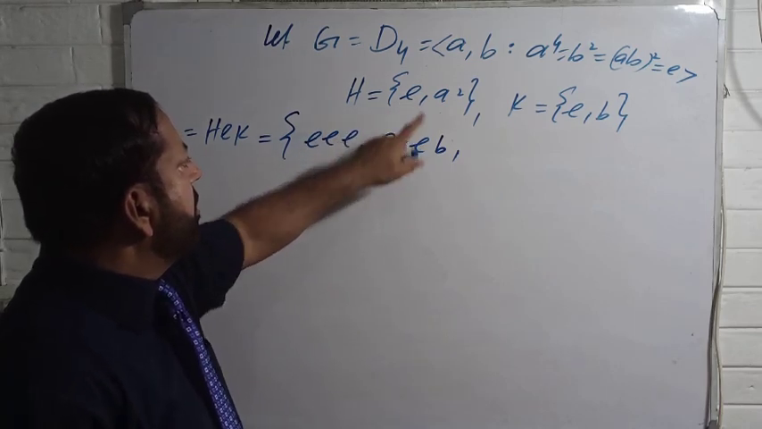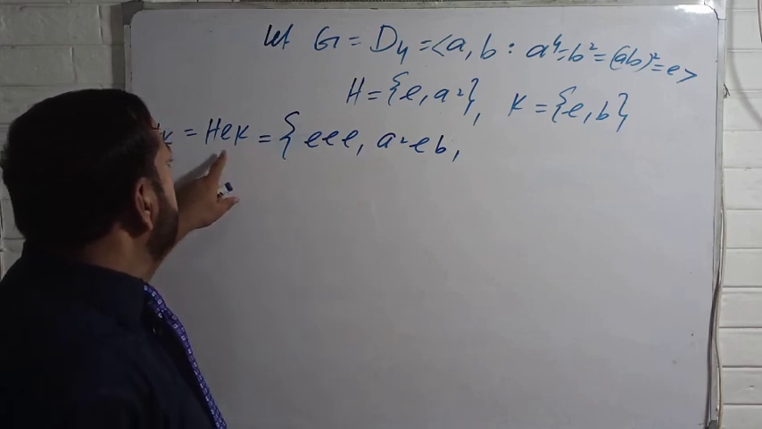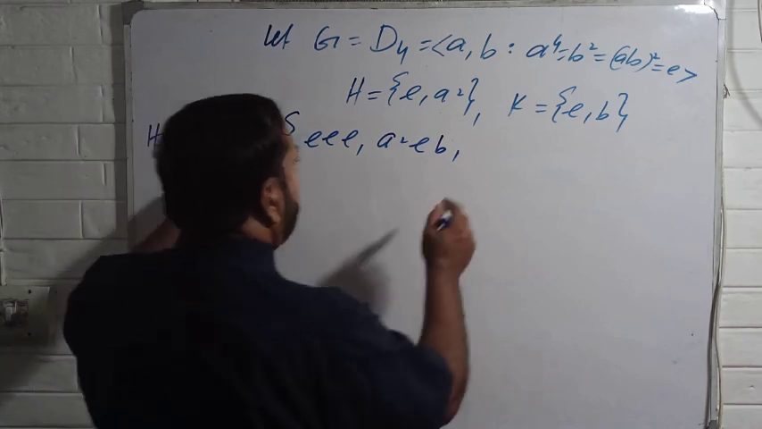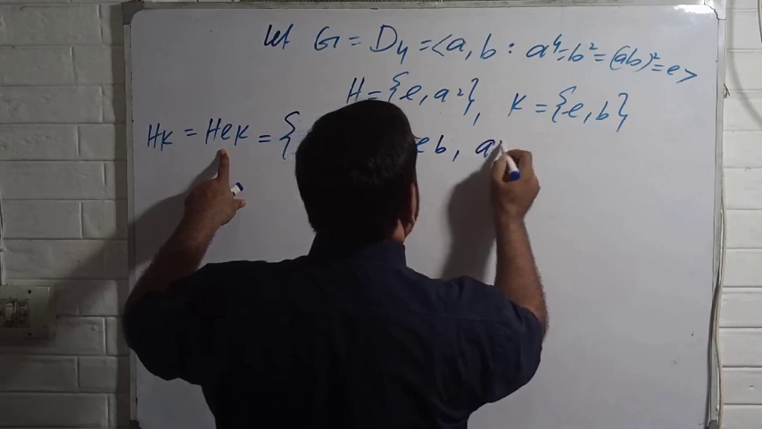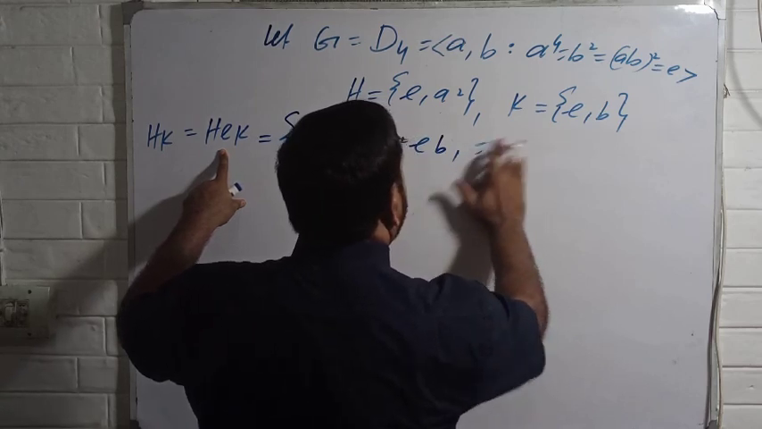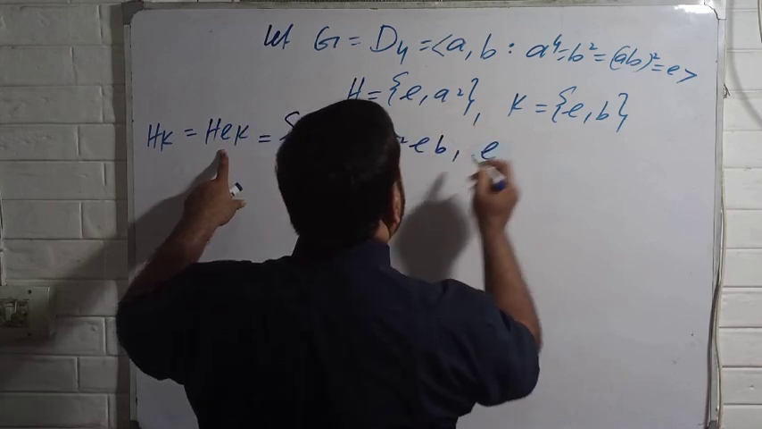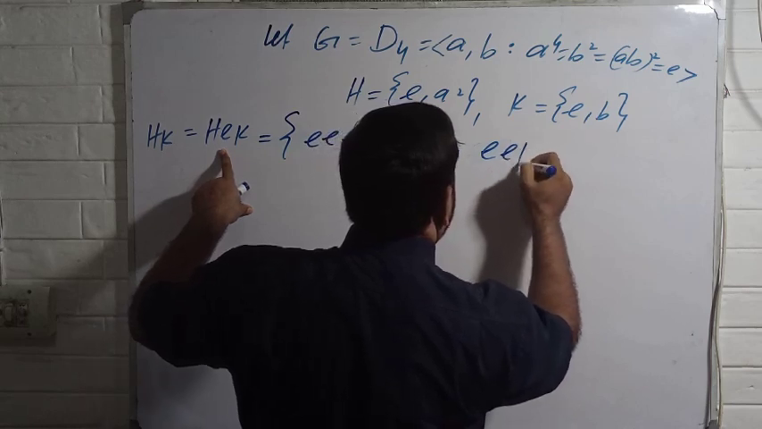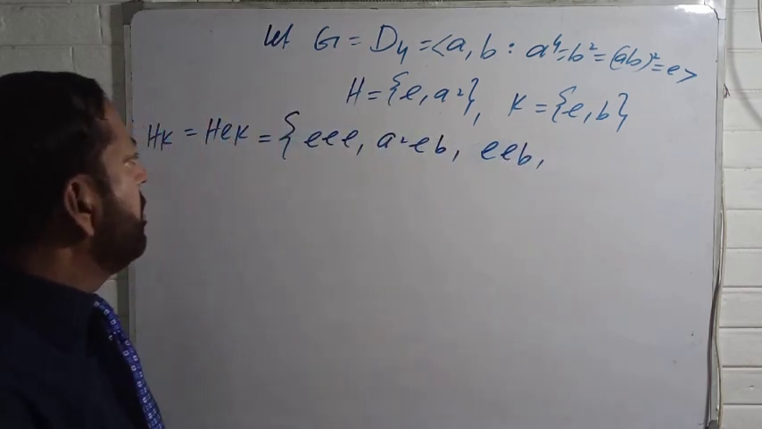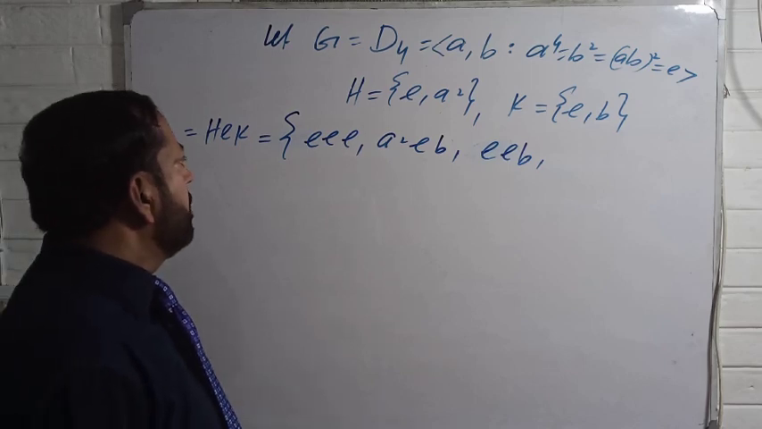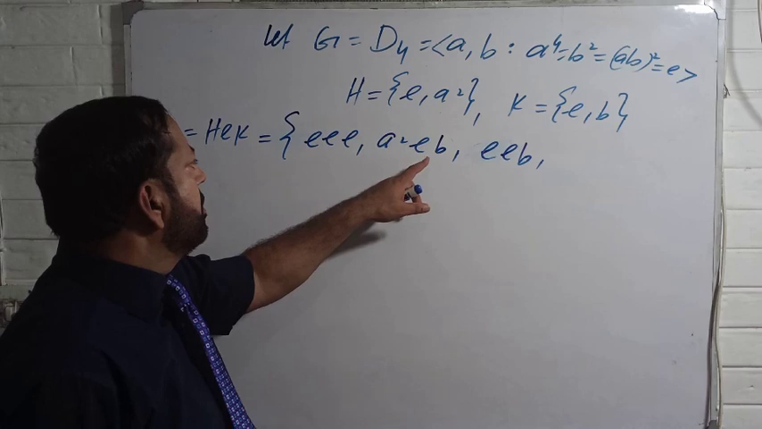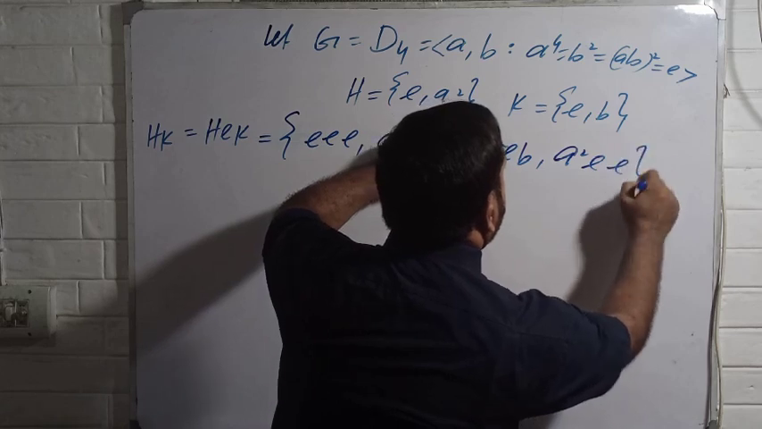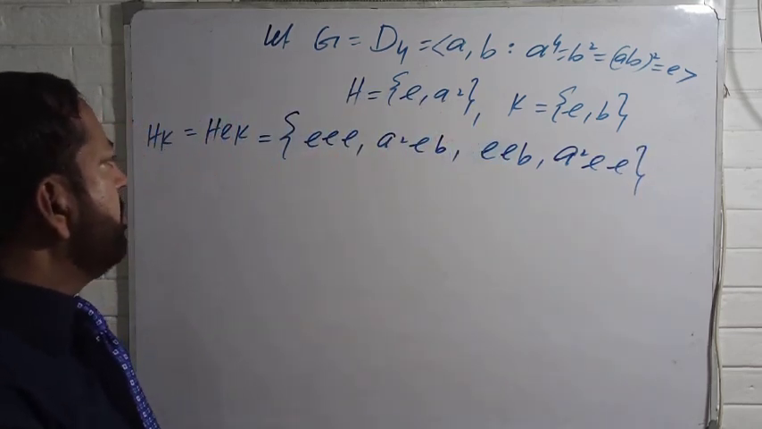Then you take E, then again write A square, you have another element, that is E, then E, then B. So the fourth element is A square E E. These are the possible elements.